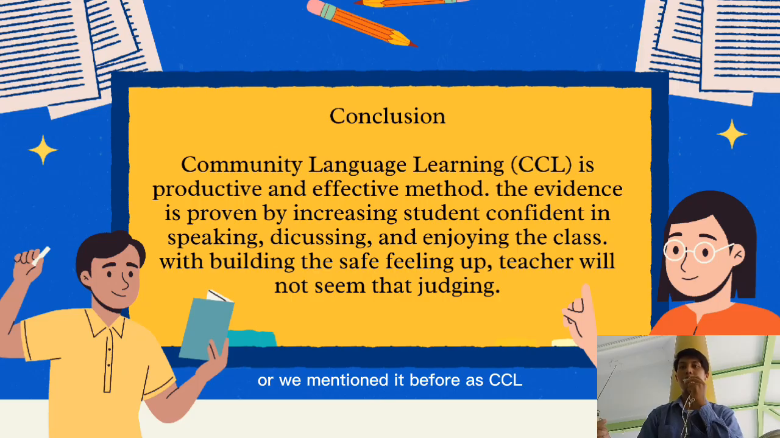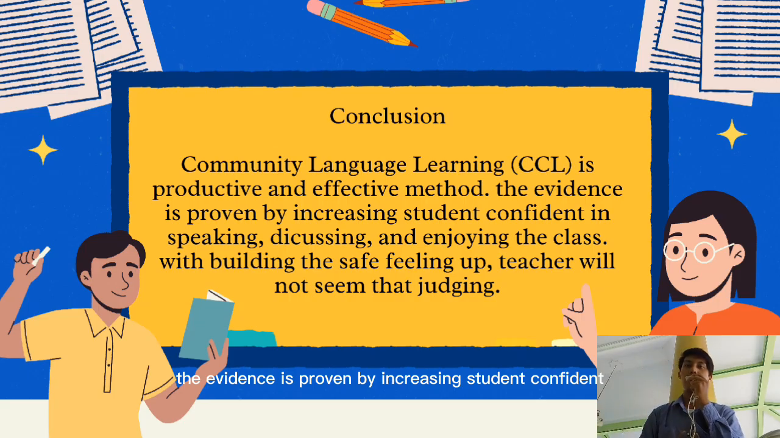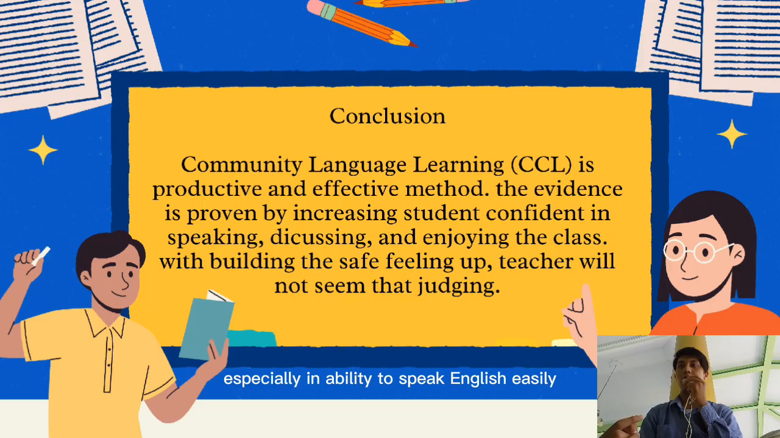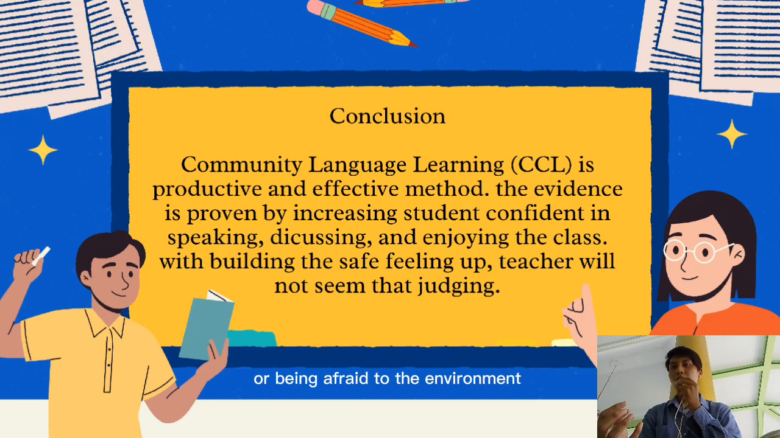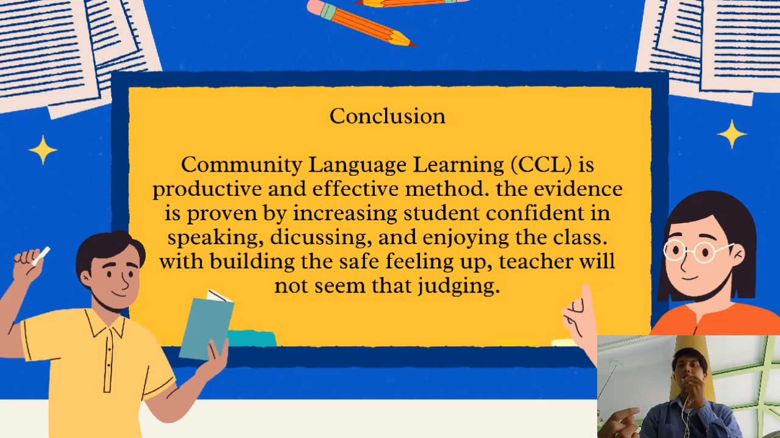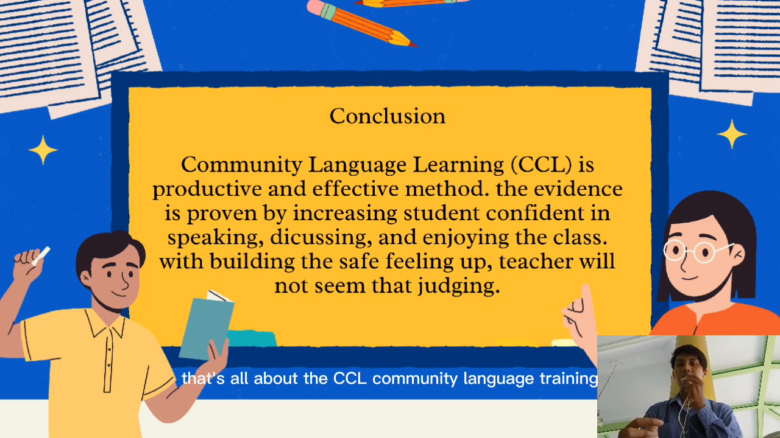Community Language Learning, or CCL as we mentioned before, is a positive and effective method. The evidence is proven by increasing student confidence in speaking, discussing, and enjoying the class within a safe environment, where the teacher will not seem to be judging. So this method emphasizes helping students understand English, especially the ability to speak English easily without being afraid of the teacher, the environment, or their own friends, and to just be confident, be themselves, and practice English naturally. That's all about CCL, Community Language Learning.